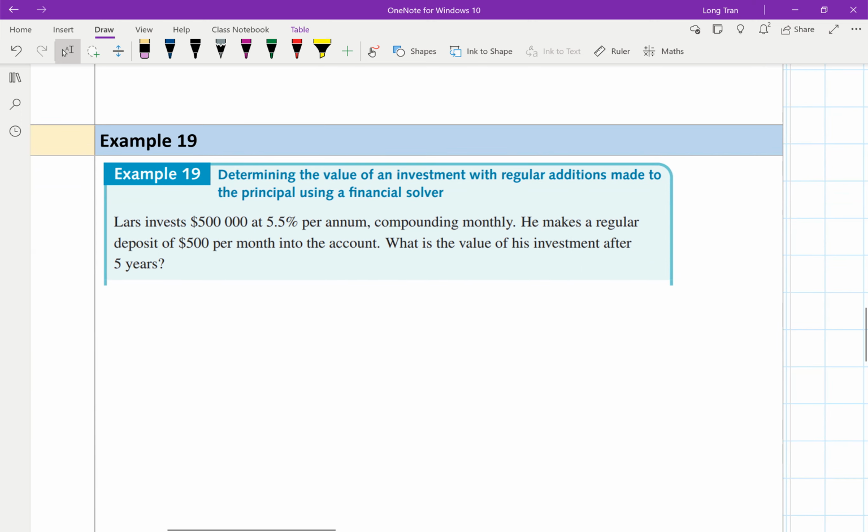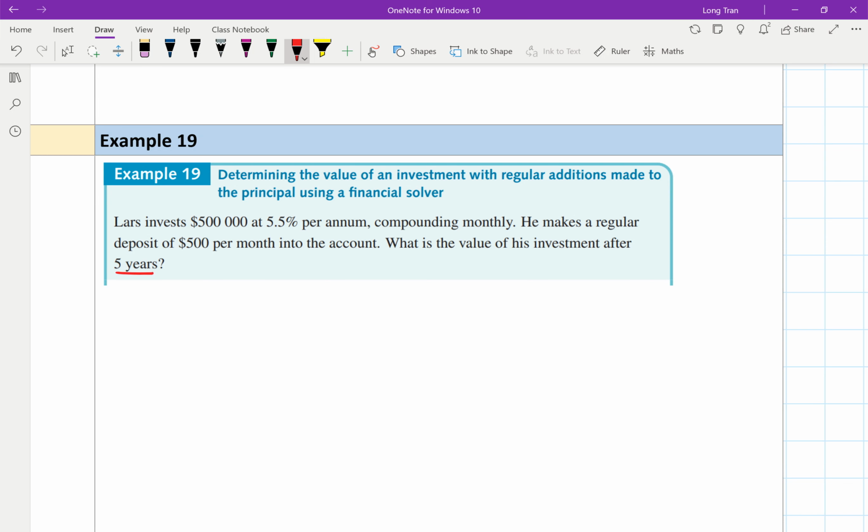So in this example here, we're going to now use Finance Solver to see how we would calculate when we want to find many months ahead, or we want to calculate payments that are very huge. Okay, so here we go. Let's have a look at this one. They say that Lars invests $500,000 at 5.5% per annum, compounding monthly. So in this case, he invests his money, so it means that they gain money. He makes a regular deposit of $500 per month into the account. So what is the value of his investment after 5 years?